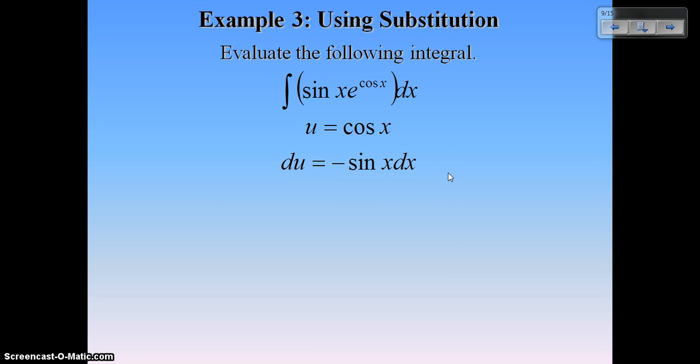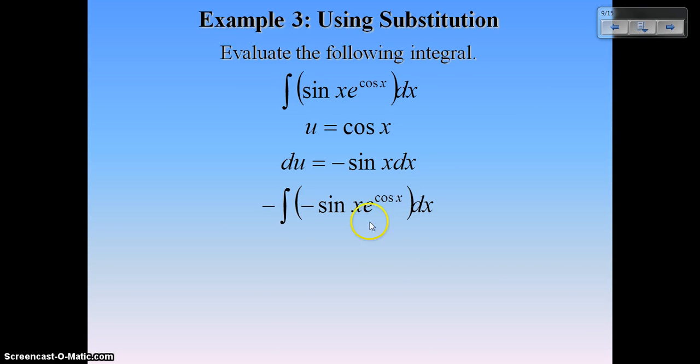Now this is significant because what I see here, ladies and gentlemen, is this is u right here, and this sine x and this dx together almost make, and I do emphasize almost make, the du. What's missing? Well, the only thing that's missing is a negative. So I can put a negative on it, but to offset that, I need to put a negative out here. Two negatives would make a positive. And that's what I've done here.